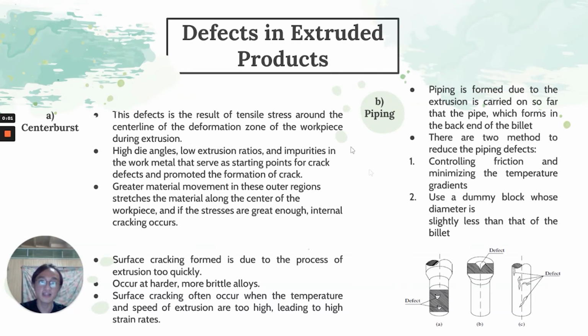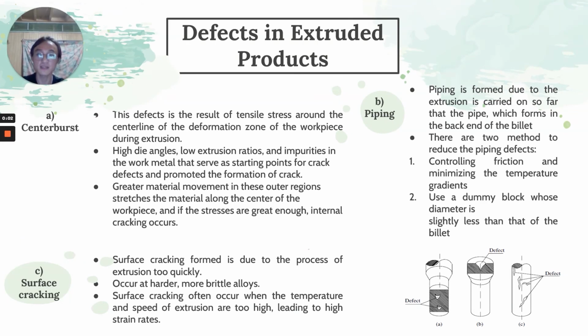The second defect is piping. Piping is the defect that occurs when the extrusion is carried on so far that the pipe forms in the back end of the billet. There are two methods that can reduce the piping defect. The first is controlling friction and minimizing the temperature gradient. The purpose of controlling friction and minimizing the temperature gradient is to modify the flow pattern to a more homogeneous one. The second method is to use a dummy block, whose diameter is slightly less than that of the billet.